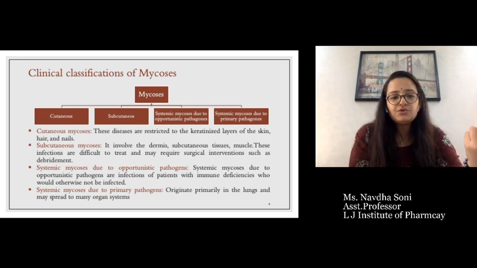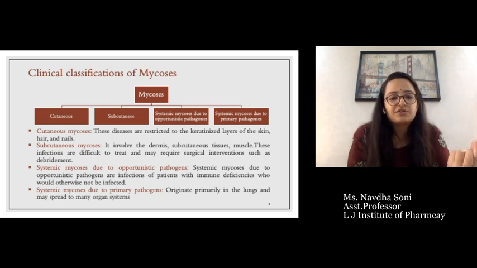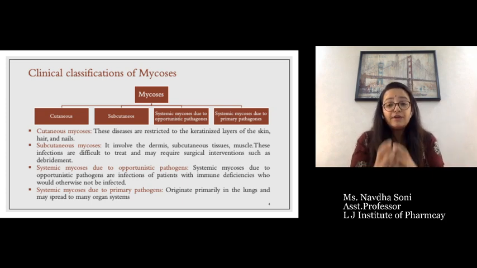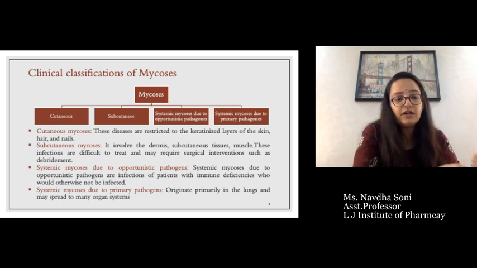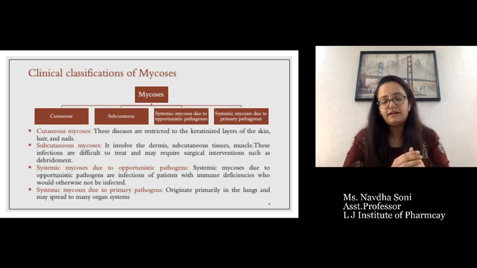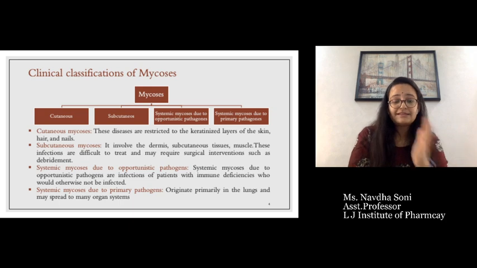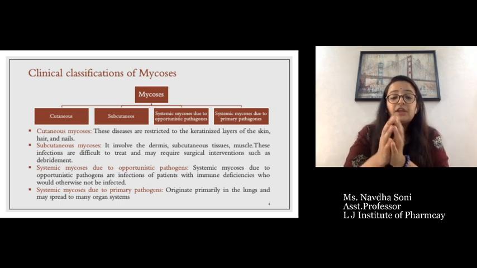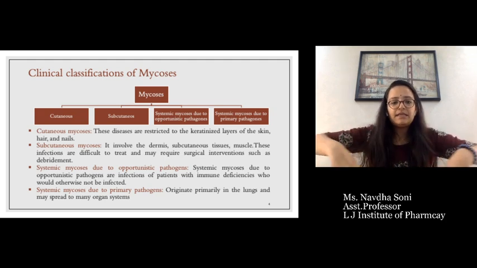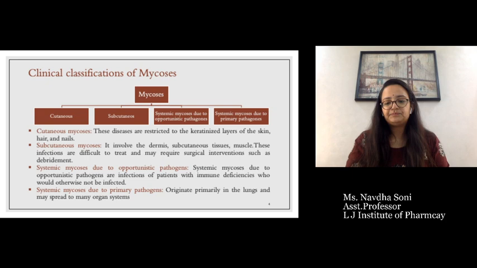Those due to opportunistic pathogens are infections of patients with immune deficiency who would otherwise not be infected. In contrast, systemic mycosis due to primary pathogens originates primarily in the lungs and may spread to other organs.